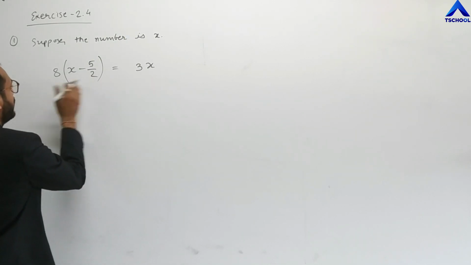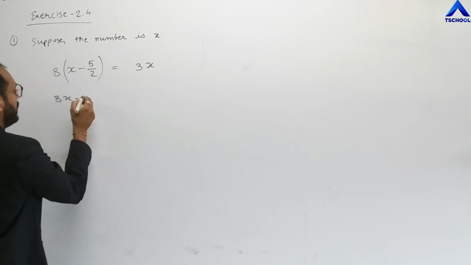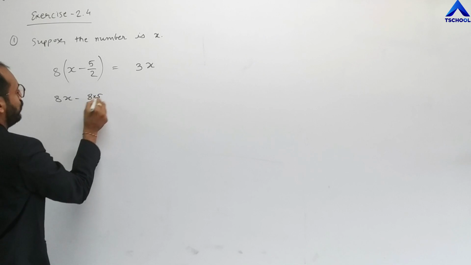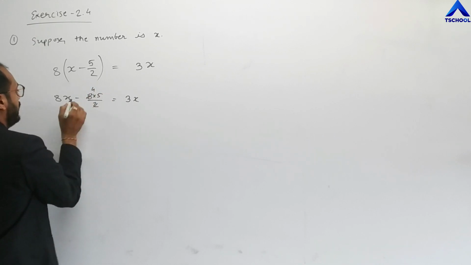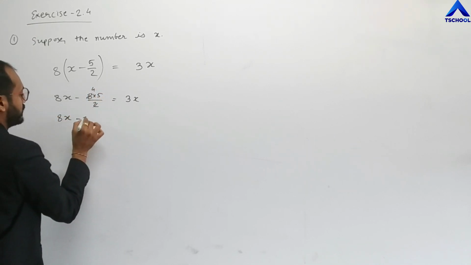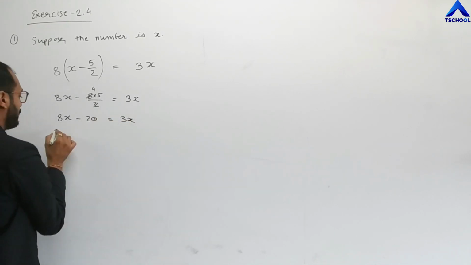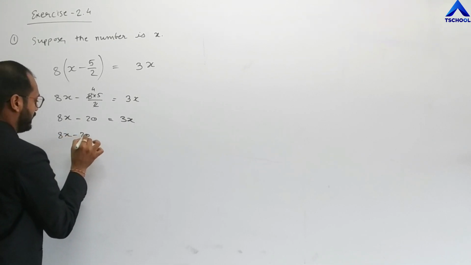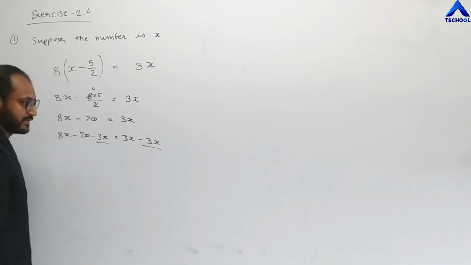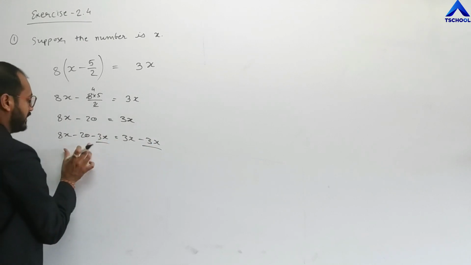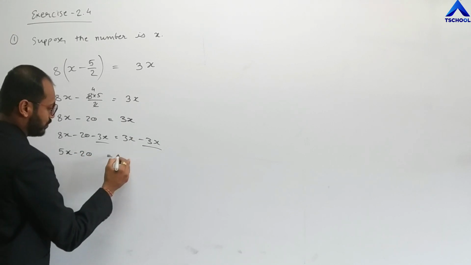Let me simplify this. So let me open this bracket first. Here is 8x minus 8 multiplied by 5 divided by 2 equals 3x. Here 2 4s are 8. Here is 8x minus 5 4s are 20 equals 3x. Let me subtract 3x on both sides. 8x minus 20 minus 3x equals 3x minus 3x. We are doing the same process, subtraction of 3x on both sides. Here 8x minus 3x is 5x minus 20 equals 0.